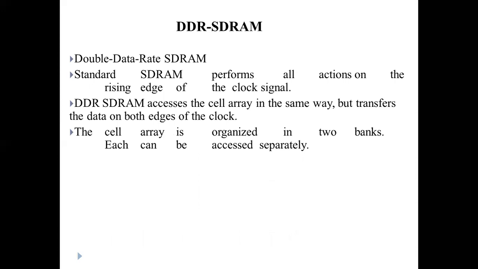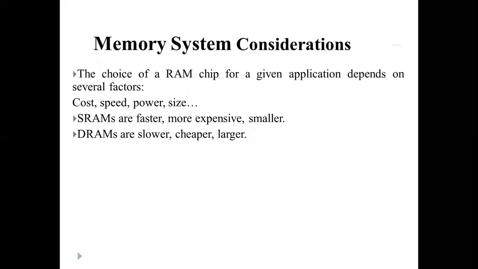In the standard SDRAM, all the actions are performed on the rising edge. You might be aware of the meaning of rising edge: the rising edge of the clock signal. DDR SDRAM accesses the cell array in the same way but transfers the data on both edges of the clock. The cell array is organized in two banks. Each can be accessed separately.